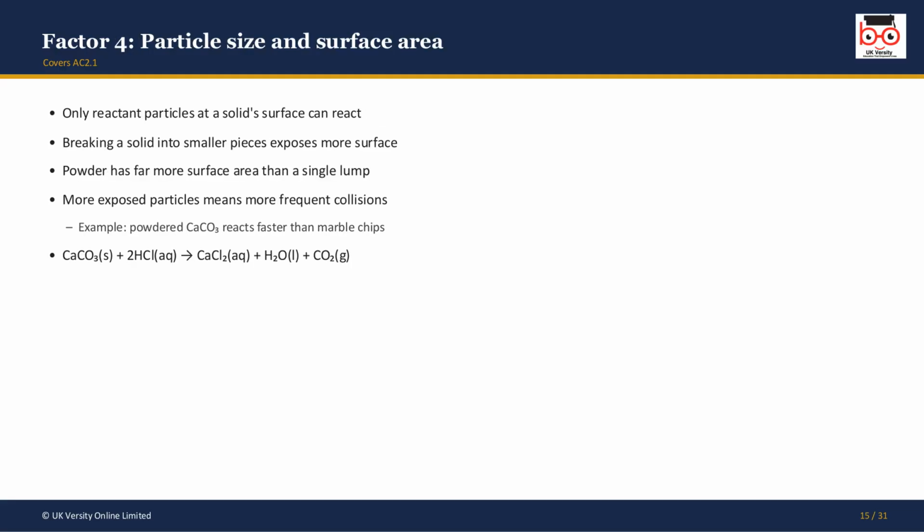Now, particle size and surface area, which matters for solids. Only the particles right at the surface of a solid can react, so if you break that solid into smaller pieces, you expose far more surface. A powder has hugely more surface area than a single lump of the same mass, so there are many more particles available to collide, and the rate climbs. That's why powdered calcium carbonate reacts much faster with acid than marble chips do, giving calcium chloride, water, and carbon dioxide.